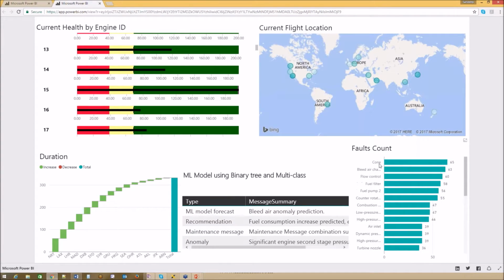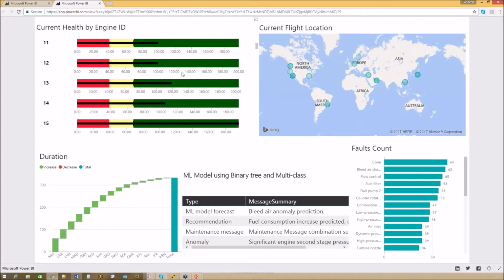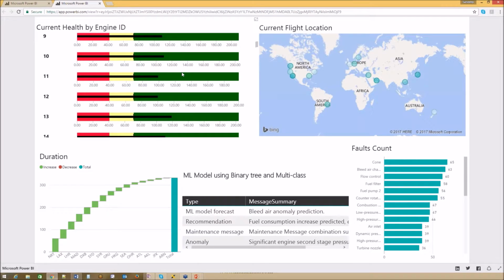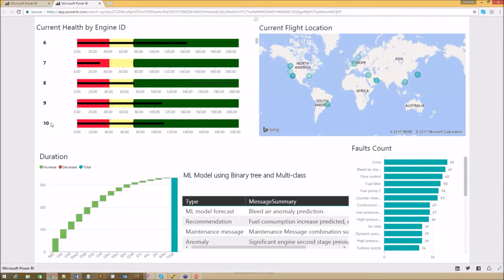If you look at it, the fault count in each of the different components in an engine is listed here. The information is being constantly fed through our data stream, and depending on that, the data is modeled, and the various threshold values for an engine, this is the engine number here, are being plotted here. So green is something that is healthy, yellow needs some checks or warnings, and red is below a threshold value.